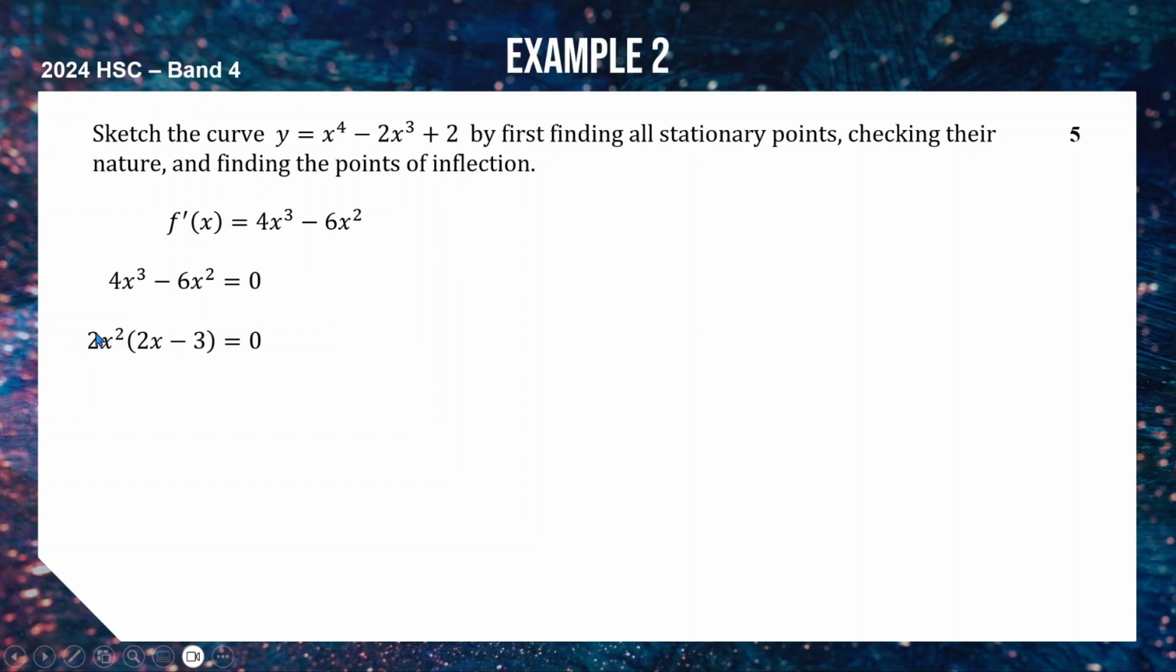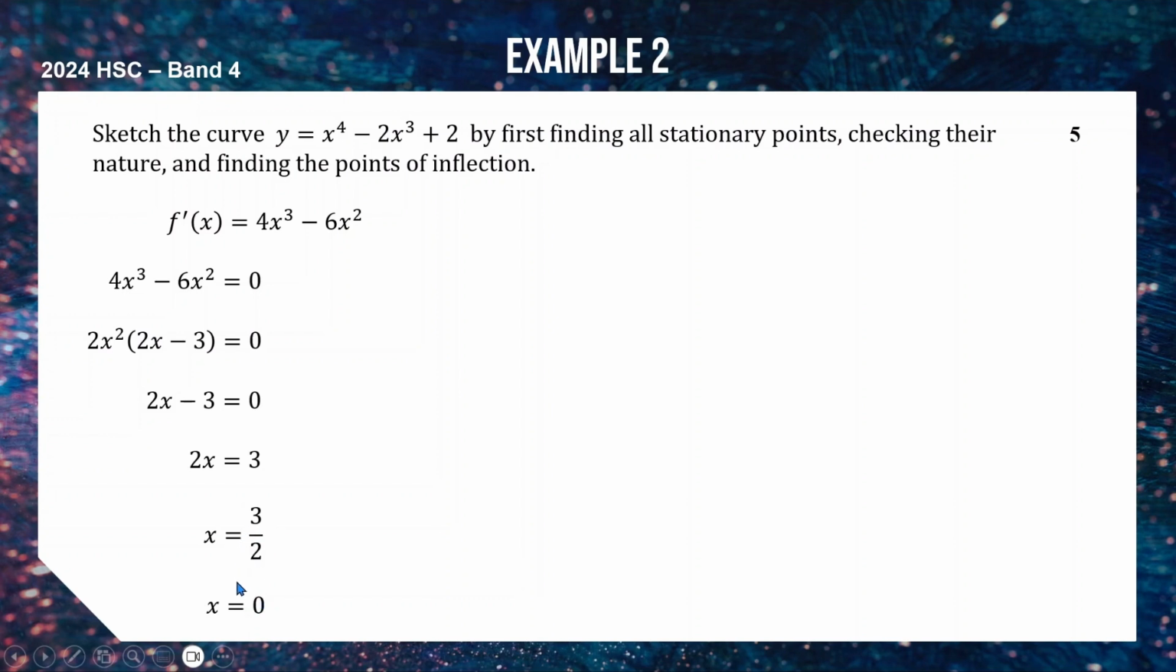Out the front, we're clearly getting x equal to 0 for the first part. For the bit inside, we have 2x minus 3 equal to 0, which means that 2x is equal to 3, which means x is equal to 3 divided by 2, or 1.5 if you're a monster who likes to use decimals. So we have 1.5, aka 3 over 2, and x equals 0 as our 2 stationary values.